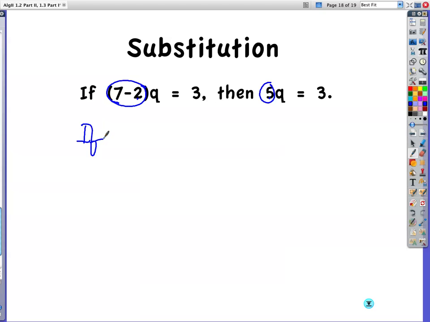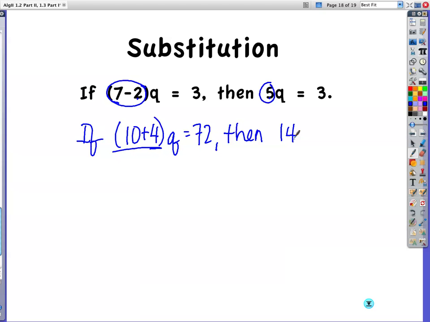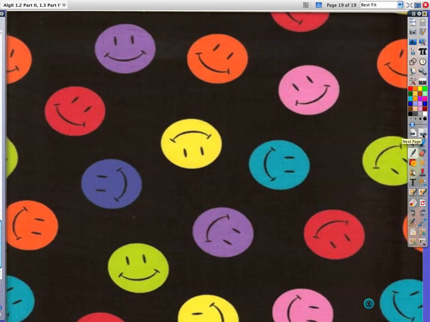So if you have, let's do 10 plus 4q is equal to 72, then what is our substitution? Instead of writing 10 plus 4, I'm going to write 14q is equal to 72. And I think most of the time when we do that kind of math, we actually think to ourselves, simplify, but this would be substitution technically by the book. All right, and that's the end of that lesson.